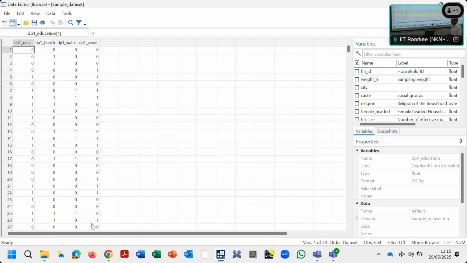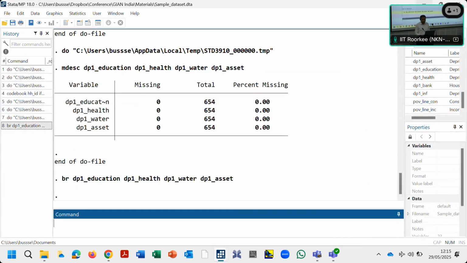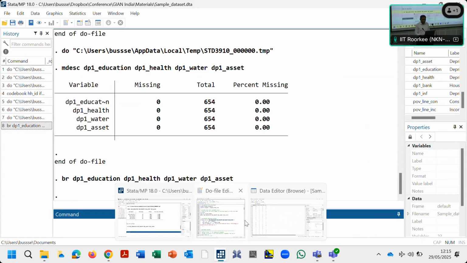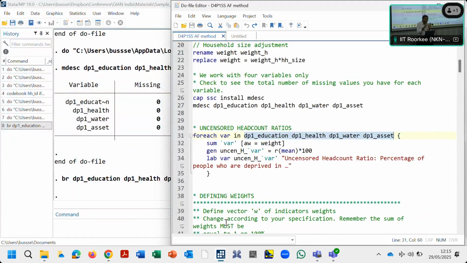The first thing we want to know is the average of these uncensored headcount ratios for these different indicators. So instead of running these one by one, we are creating this uncensored headcount ratio variable for each variable. Look, we are using weights here, because you need to use sampling weights. If I do not do that, then my findings are not representative. So I'm computing.